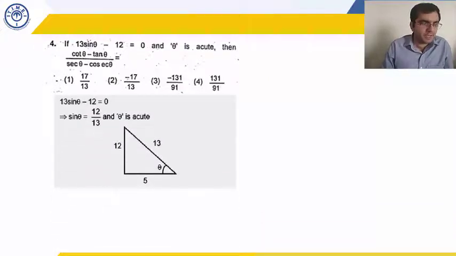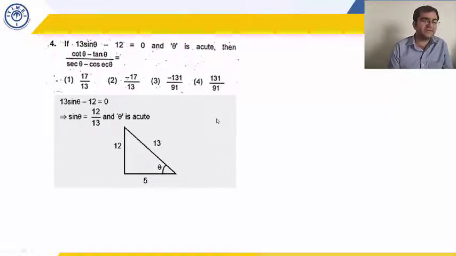Okay, let's see. So basically sine theta is 12 by 13 and theta is acute. So I make a right angle triangle. I mark one of the acute angles as theta, and then sine theta will be perpendicular divided by hypotenuse. So perpendicular is 12, hypotenuse is 13. And with this I get the third side using Pythagoras theorem as 5, because a square plus b square is equal to c square. So 12 square plus a square is equal to 13 square. So you will get the third side as 5.